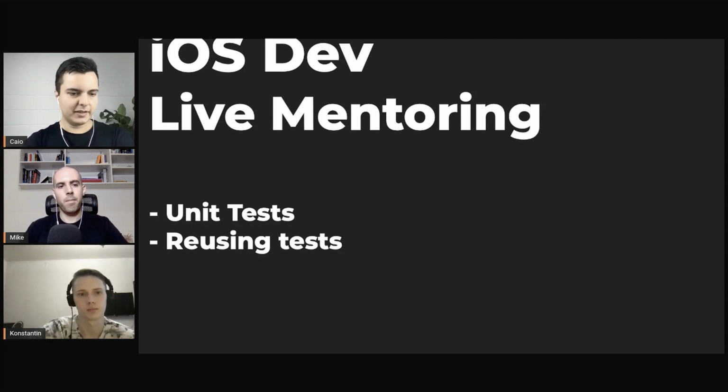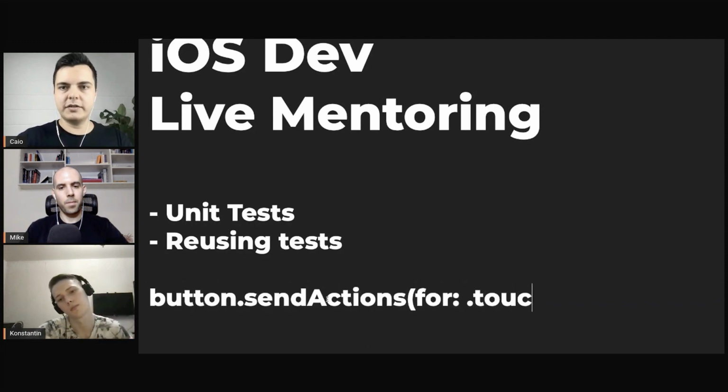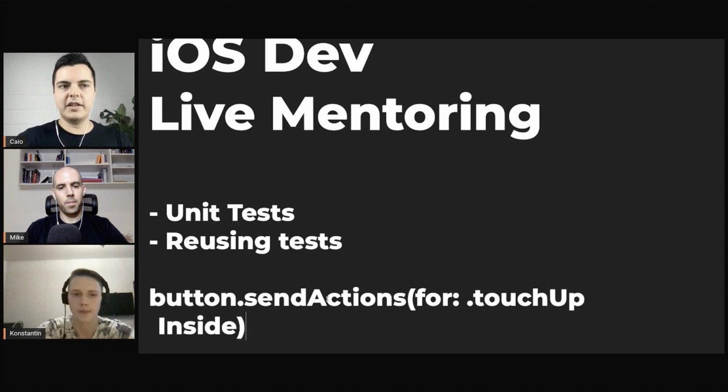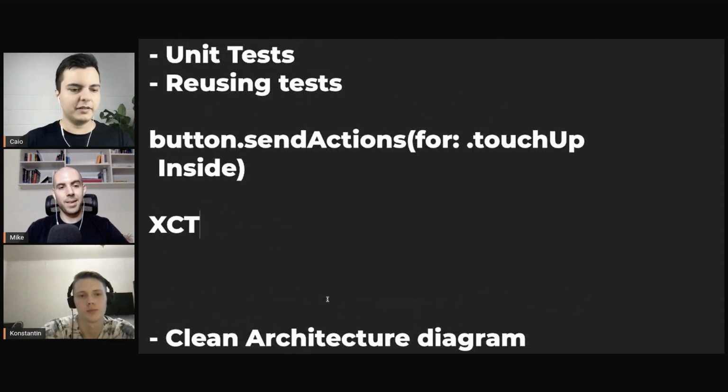You add a target, self, selector, you pass an Objective-C method. Now, if you want to test what happens when you tap the button, you actually tap the button. In the test, you say button dot send actions for touch up inside. Now, when you send this action, if it's hooked with a target action, some side effect will happen. And then you assert the side effect is correct, like presenting a new screen.